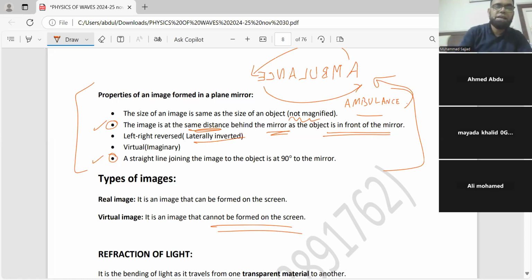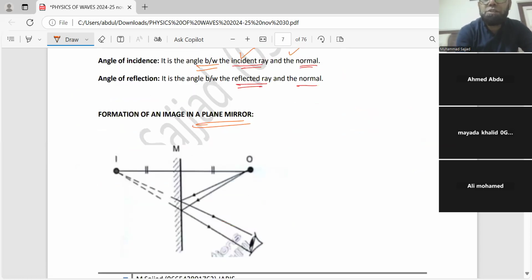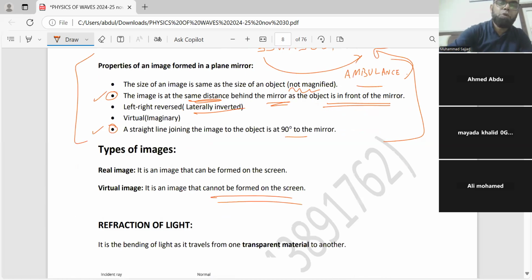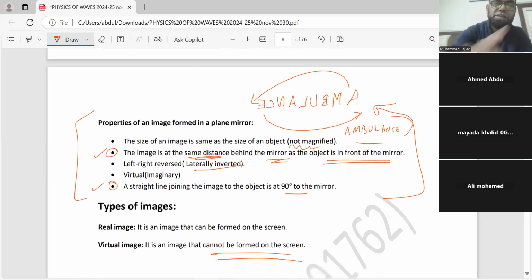And then, a straight line joining the image to the object is 90 degrees to the mirror. You can see it, O for object and I for image. See, this is the straight line which is joining the object to the image. It is 90 degrees to the plane mirror. But come here, very important points. Please read each and everything. If there is any doubt or ambiguity, you can ask me before that.